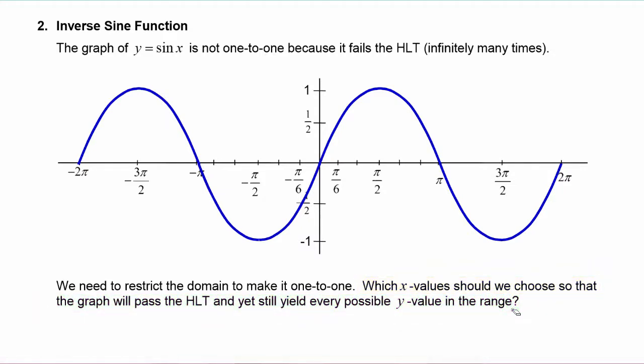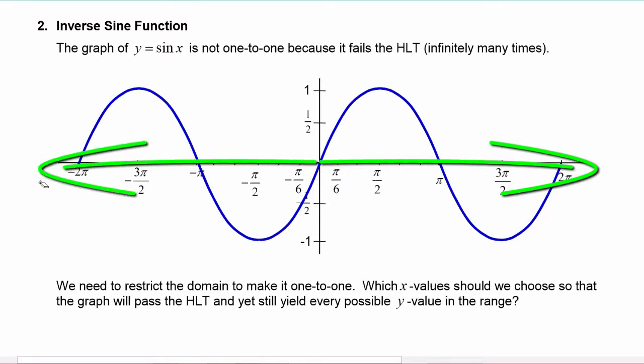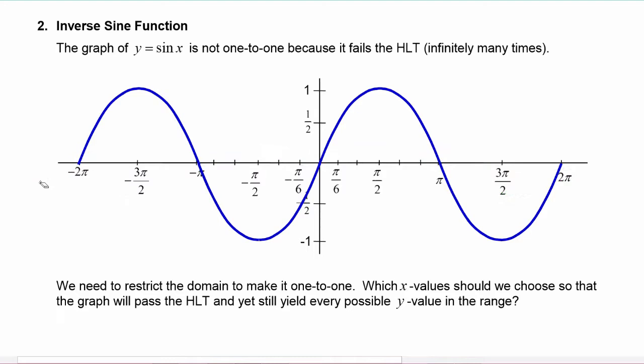Now, when we look at this graph, we see that the range goes from -1 all the way up to +1. So the piece of the graph that we choose has to include all of those y values. Now, because the graph of sine goes infinitely in the positive x direction and infinitely in the negative x direction, we have infinitely many sections of the graph that we could choose. It's common to choose the section of the graph closest to the origin that you possibly can that will still give you every y value on the graph.